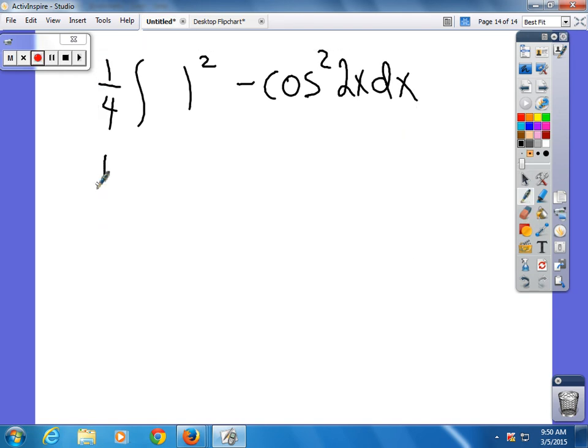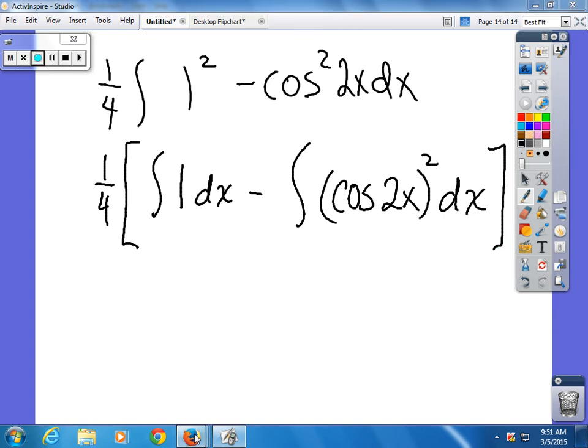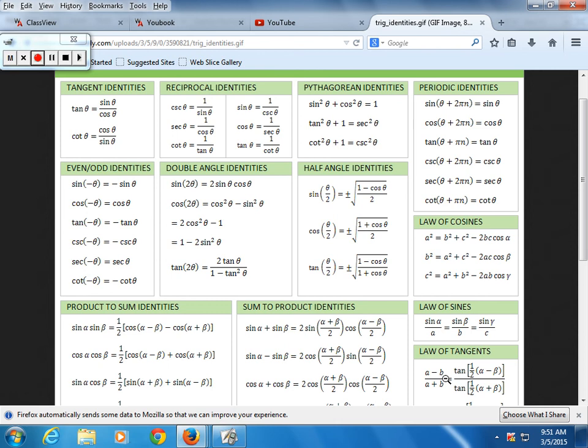Well, that's going to be 1/4 times the antiderivative of 1 dx minus the antiderivative, and you could rewrite this as the cosine of 2x squared dx if you want to. Because the square here gets rid of your radical, so you can rewrite it according to that identity. So that would go away, and that's going to be 4 theta.